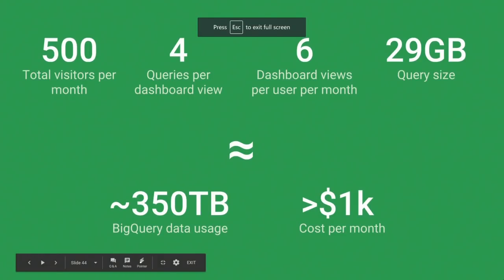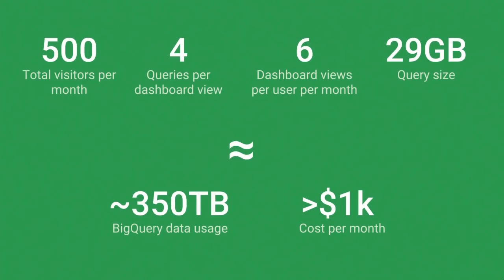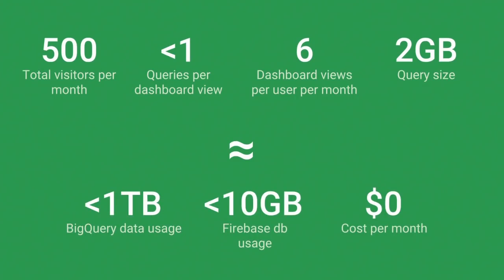Yes, so we can have a look at the cost now. If we go back, initially we were incurring this much cost and this much data usage for this connector. But if we implement the new model for caching, what ends up happening is it's the same 500 users, but you get less than one query per dashboard view because you have everything cached, and your query size becomes 2 gigabytes, so it's less than 1 terabyte of BigQuery data usage, which is in the free tier, and it's less than 10 gigabytes of Firebase usage, which is again in the free tier, so your cost becomes 0. That's how you can encapsulate all of this and create a complete solution.